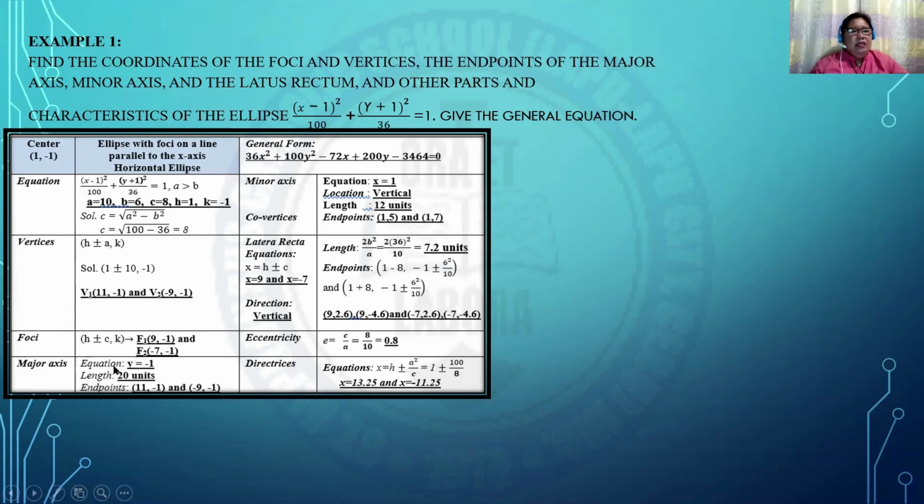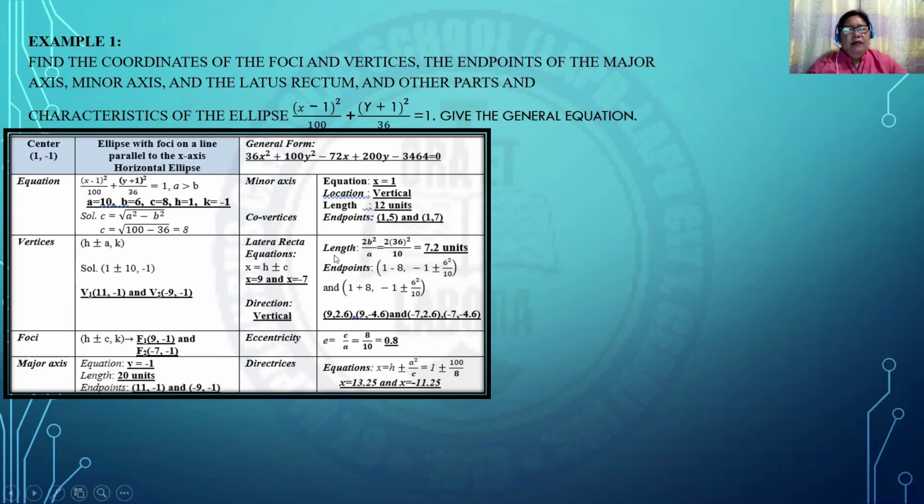For the major axis, y is equal to negative 1. The length is 20 units. The endpoints are 11, negative 1, and negative 9, negative 1, similar to the coordinates of the vertices, because the endpoints of the major axis are just simply the vertices. The equation of the minor axis is x is equal to 1. Location is vertical. The length is 12 units. The endpoints are 1, 5, and 1, negative 7.